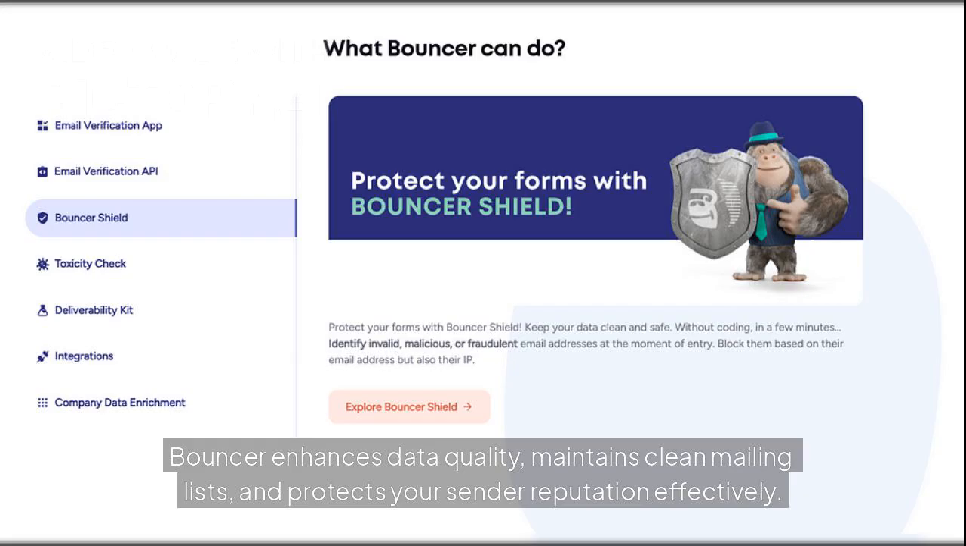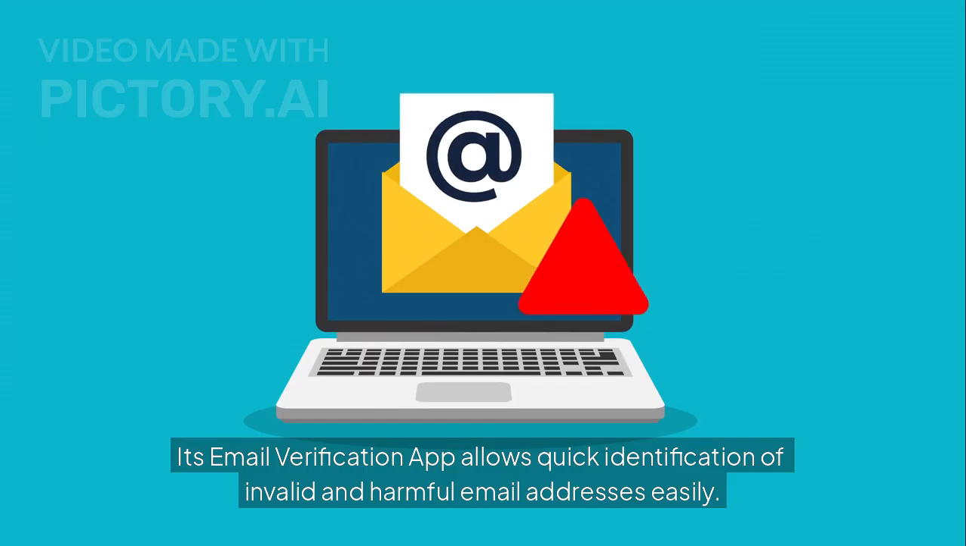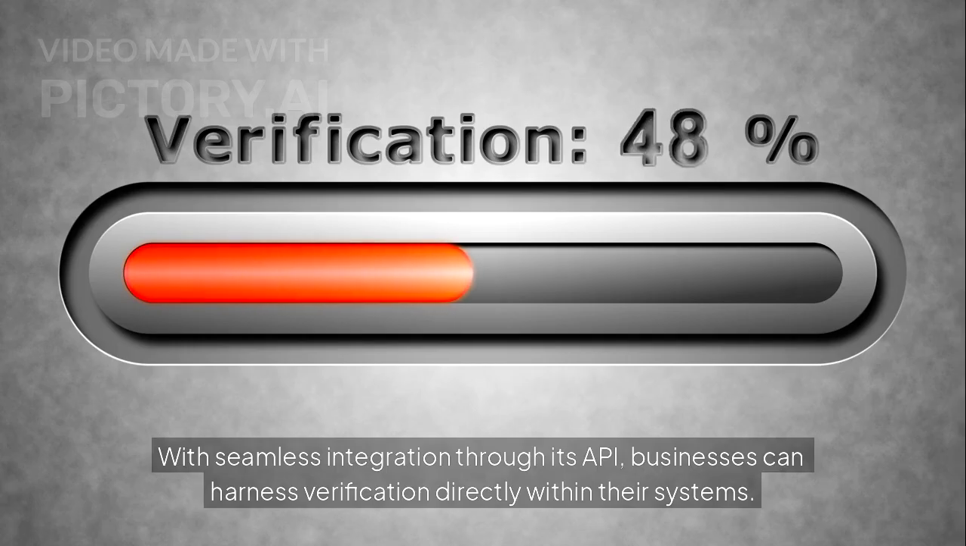Bouncer enhances data quality, maintains clean mailing lists, and protects your sender reputation effectively. A user-friendly platform that focuses on security, accuracy, and GDPR compliance, Bouncer stands out. Its email verification app allows quick identification of invalid and harmful email addresses easily. With seamless integration through its API, businesses can harness verification directly within their systems.